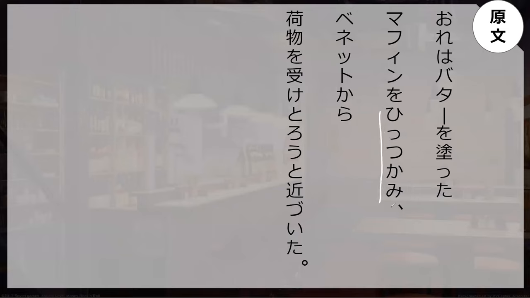Snatch. I snatch the muffin that has the butter spread on it. Sadly, no pickles. Sorry, as an awesome joke on this. Benetto kara.